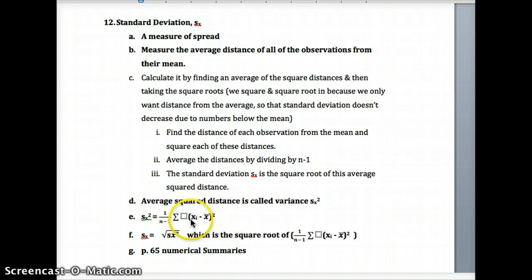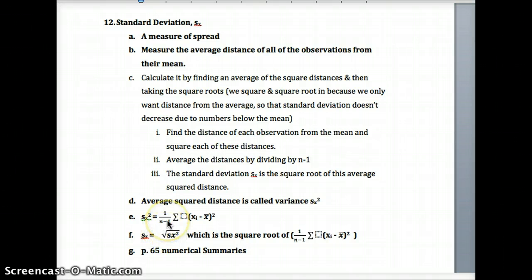So I take every data point, subtract it from the mean, square it. Then I divide by n minus 1. We'll talk about why we divide by n minus 1, where n is the number of observations. So if I have 7 observations, I divide by 6. That gives me my variance. If I take the square root of variance, it's standard deviation.